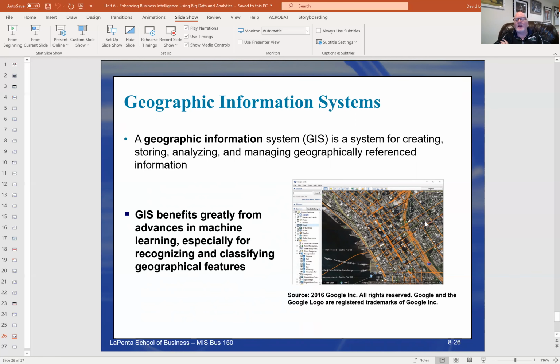And you can see how important that would be in terms of where you wanted to place a physical store location. You'd want it to be optimized around where there are customers that have a higher propensity to want to buy your goods. So that's what a geographic information system is, which is just another form of analytics.